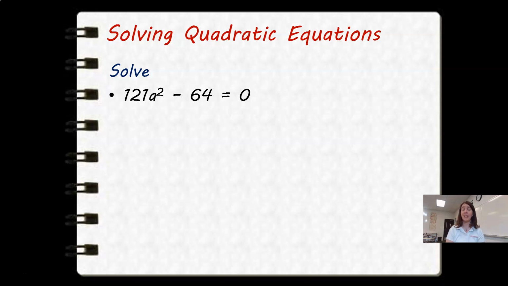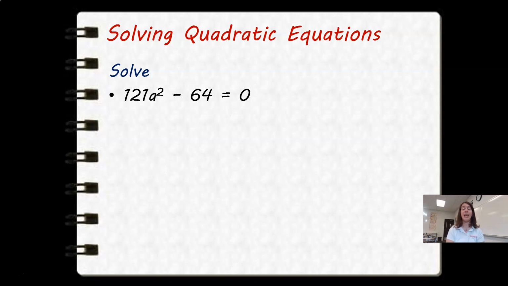It would be 11a. 11 squared is 121, and a squared gives me a squared. On the second term, 64. What can I square to get to a 64? It is an 8. So the 11a would go in the first blank of both of the parentheses because it represents the first term. The 8 would go in the second blank of both of our parentheses because it represents the second term.